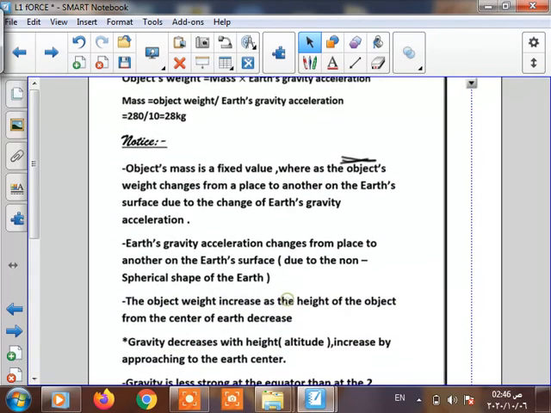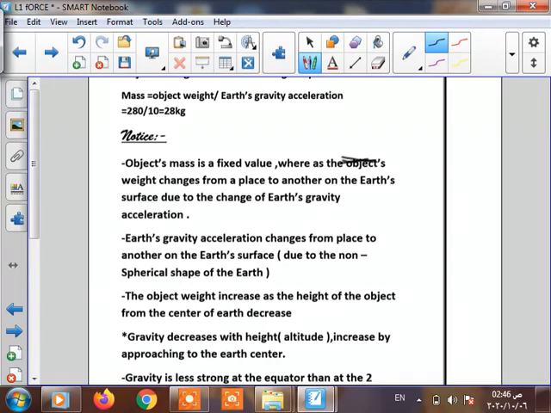So there is an important note about object weight: the object weight is related to the Earth's gravity acceleration and the mass. And we said that the mass is a fixed value, whereas the object weight changes from one place to another on the Earth's surface due to the change of Earth's gravity acceleration. Gravity acceleration changes from one place to another on the Earth's surface due to the non-spherical shape of Earth.